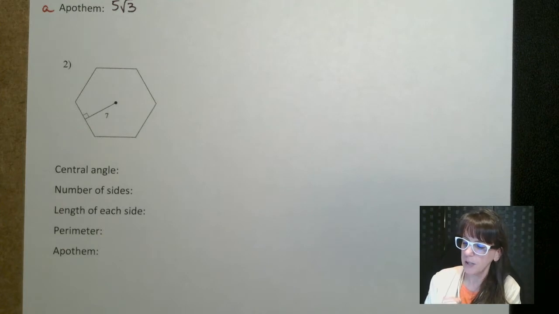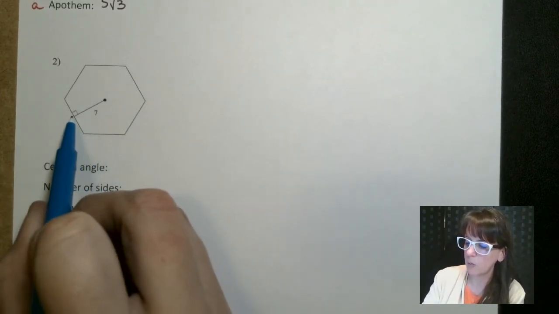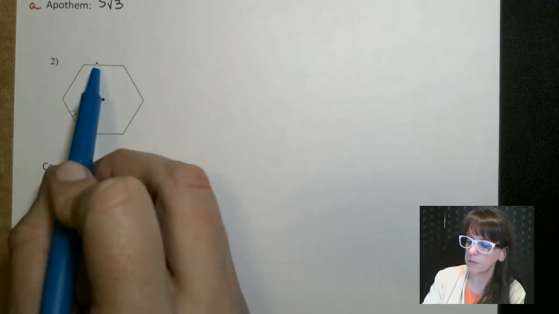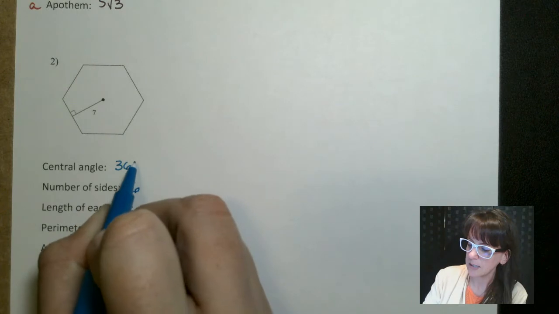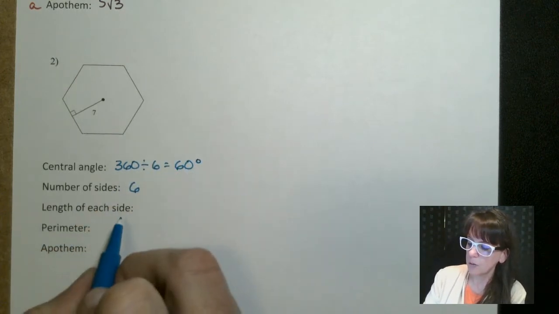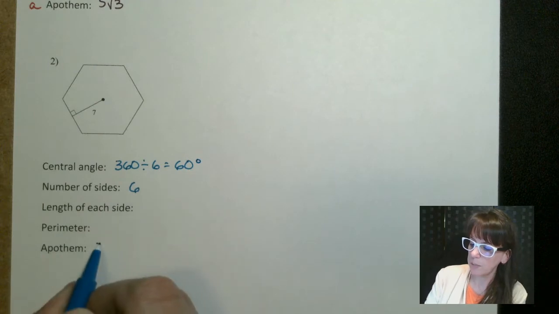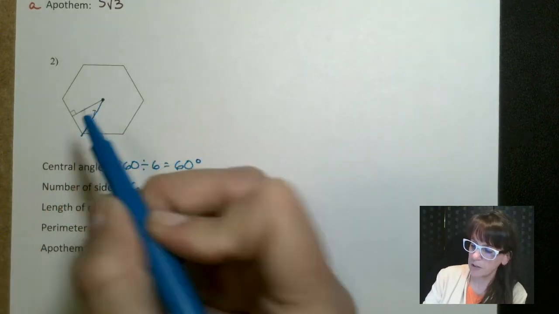Okay, so let's take a look at this next one. We have our central angle. Well, first, number of sides. 1, 2, 3, 4, 5, 6 sides. So 360 divided by 6 gives me 60 degrees. The length of each side we do not know, but our apothem is 7. So at this point, I'm going to draw just the half triangle so you can see.